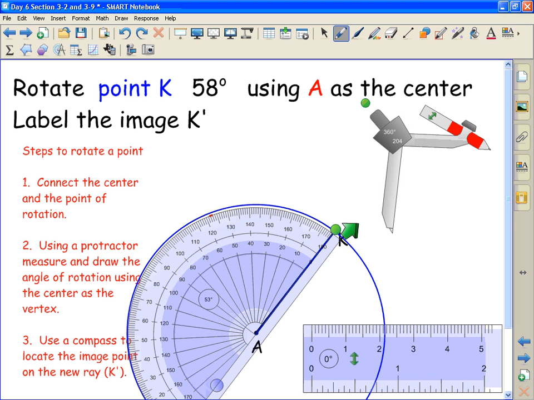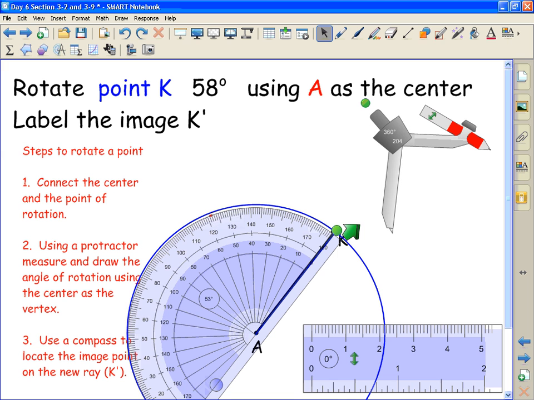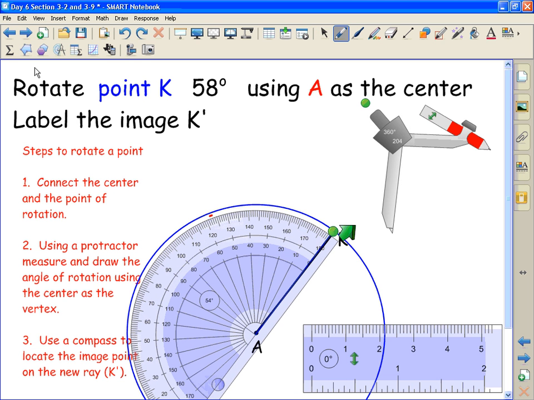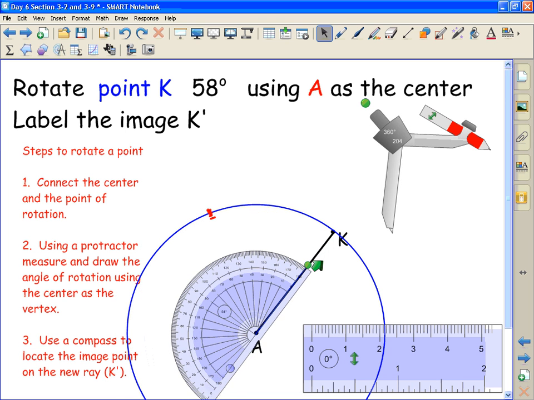I'm then going to make a dot. I need to shrink my protractor down a little. On the circle at 58 degrees, that now is my point K. We call it K prime. The reason we call it K prime is it is then going to be point K transformed. In this case, it is rotated a total of 58 degrees.